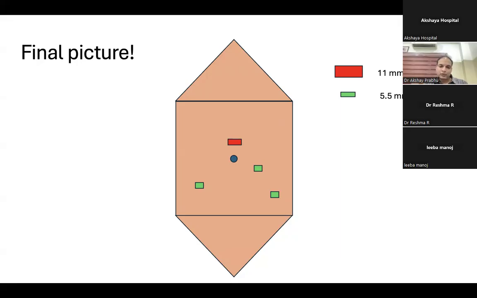So the central port comes 2 fingers above. I'm talking about standard, normal cases, where the uterine size, or fibroid or whatever mass size, is less than the umbilicus.